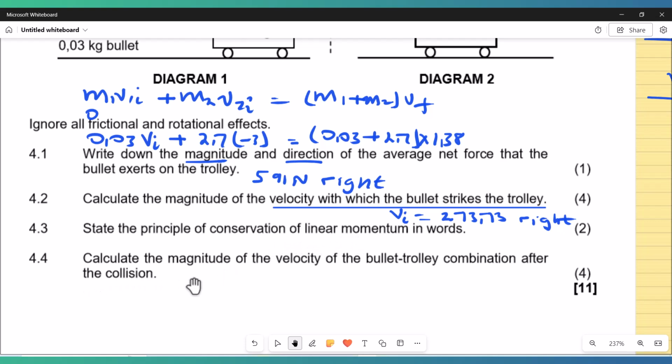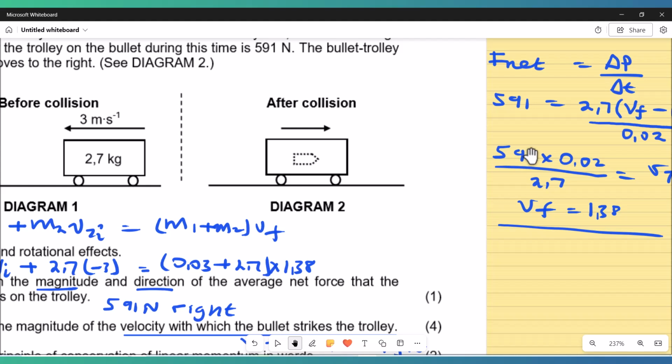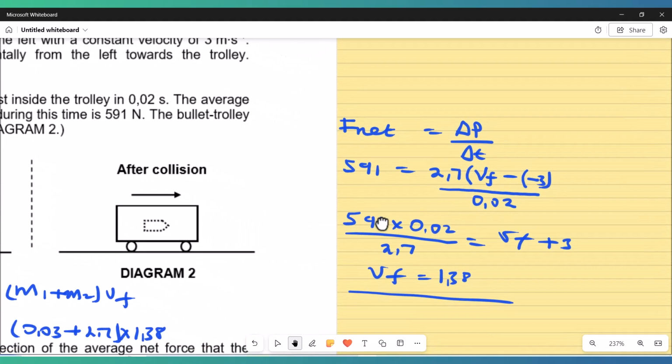Now they say here, calculate the magnitude of the velocity of the bullet-trolley combination after the collision. Now this 4.4 is what I did before exactly. So the 4.4 is what we see here as well. You can do it like this exactly. This is 4.4 as well, because it is asking for this answer here, which is in meters per second, to the right. That's our answer there. All right, hope we are still together.